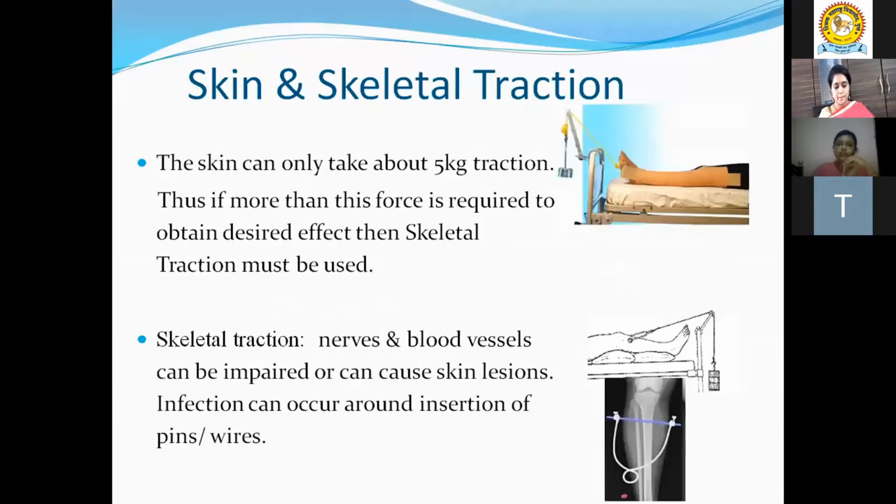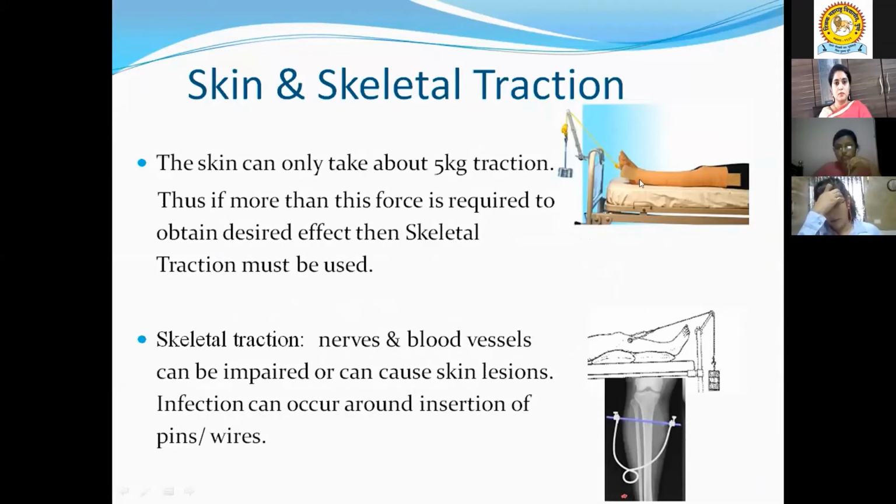So what are the drawbacks and limitations of skin and skeletal traction? So this is the skin traction, where we wrap the skin with some tissue, with some technique, so that the wrapping gets adhered to the skin and the traction force is applied.